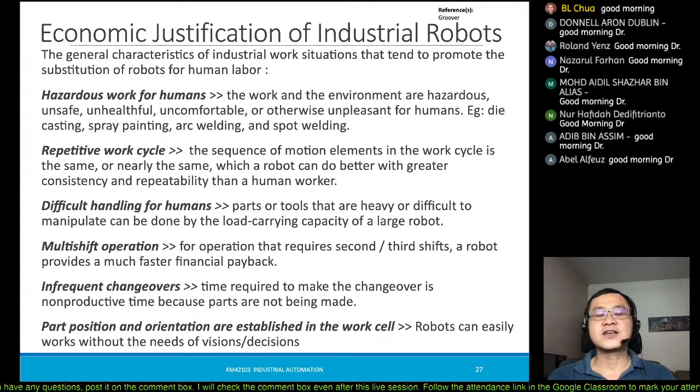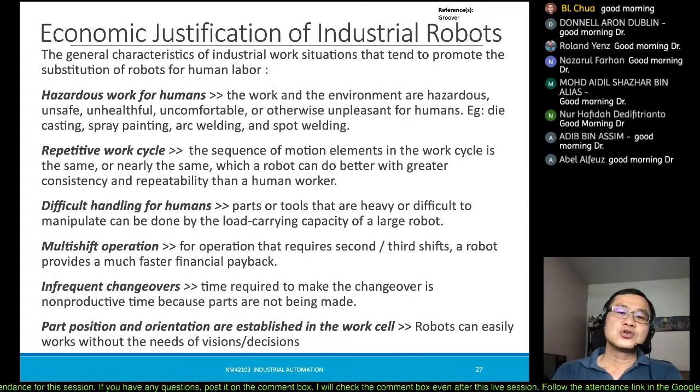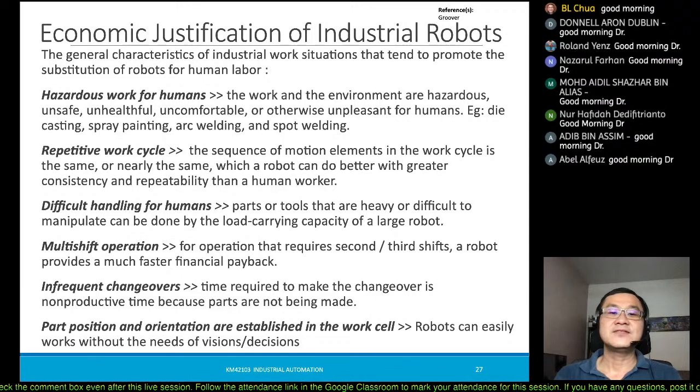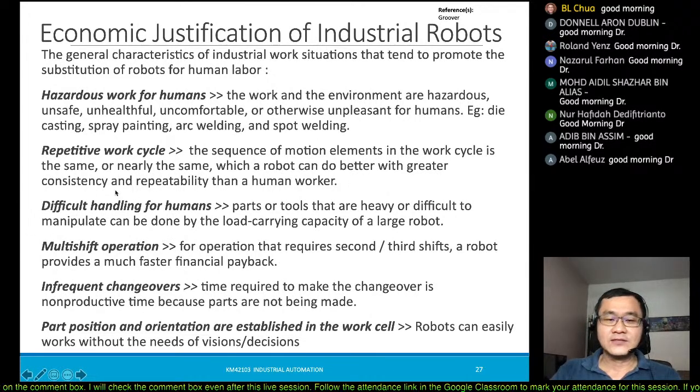From the economic justifications, whether you want to use an industrial robot or not, that would come from different perspectives, but for sure the perspective would be from the money, the economical side. So if you earn large enough, then you may start to consider putting human benefits first. You may want to substitute humans from hazardous work or repetitive work cycles, so that they can do better work. Then there is difficult handling of heavy tools. These three are usually the main motivations, because of safety and other matters. So these three generally are the main factors to select an industrial robot.